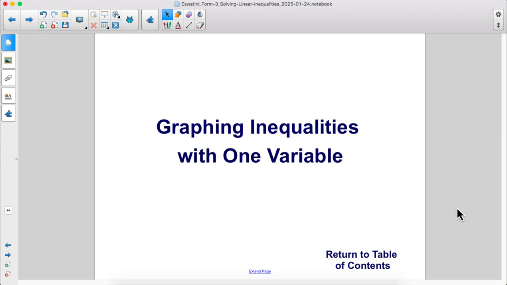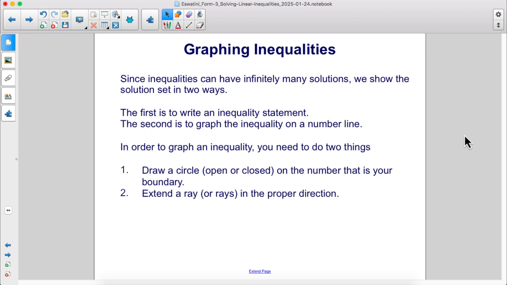Graphing inequalities with one variable. Since inequalities can have infinitely many solutions, we show the solution set in two ways. The first is to write an inequality statement. The second is to graph the inequality on a number line.